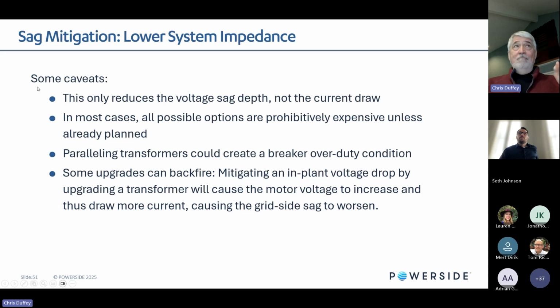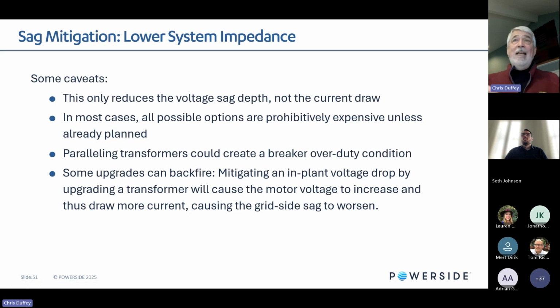So let's list some caveats here. You can get rid of the sag depth, but you're not going to change the current draw from the motor. In most cases, all of these options are prohibitively expensive. Paralleling transformers could also create a breaker overduty condition. We can list even more caveats than this, but let's end with this one. We can have some things backfire on us.